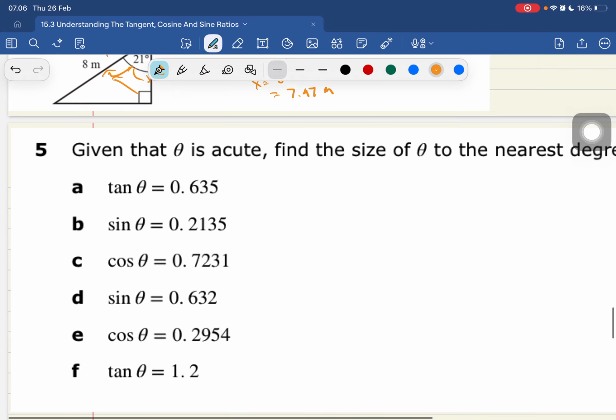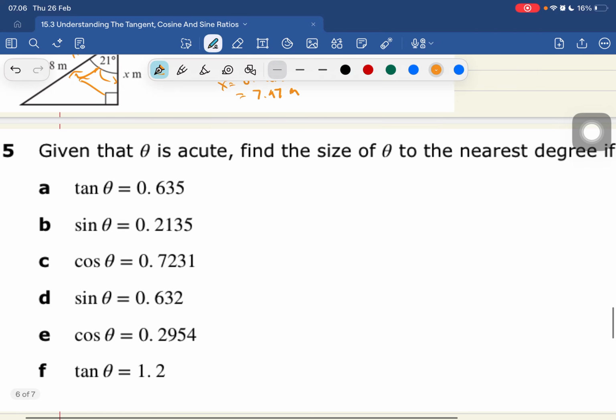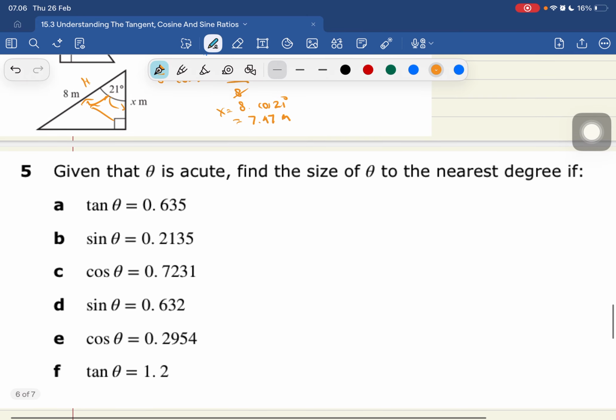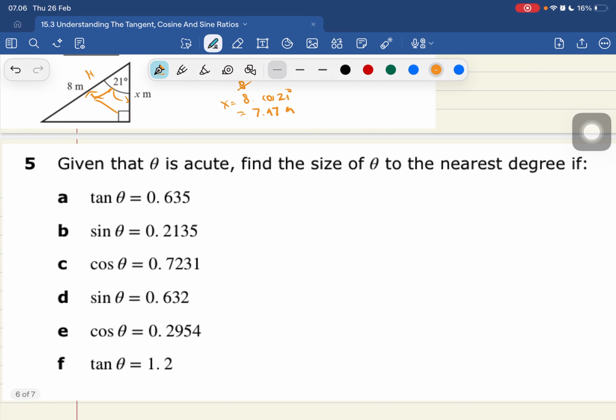Okay, given that theta is acute, find the size of theta to the nearest degree. You can use a calculator, make it like this, tan to the power of -1, or inverse of 0.635. You can write tan inverse and then write the value 0.635. Then you will get the answer of 32 degrees.